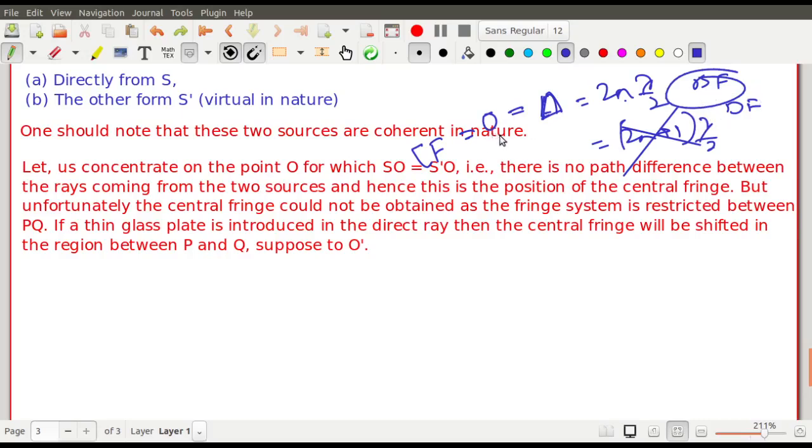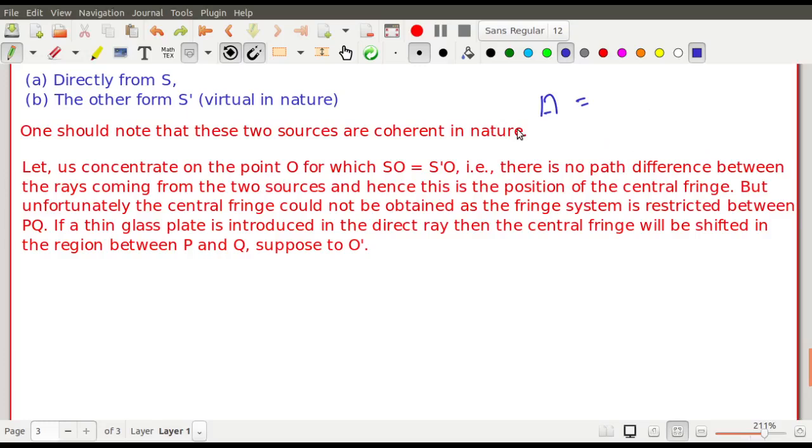is the central fringe. That means the central fringe needs to be bright. The central fringe must be a bright fringe. But here unexpectedly you find it to be dark. But in the Lloyd's mirror experiment the central fringe was found to be dark. The central fringe in the Lloyd's mirror experiment was found to be dark. So that was a completely different idea that came into the picture.